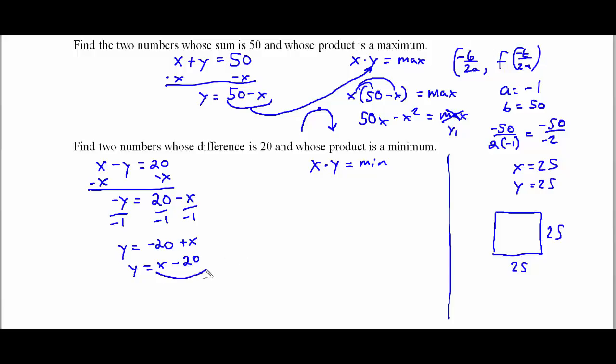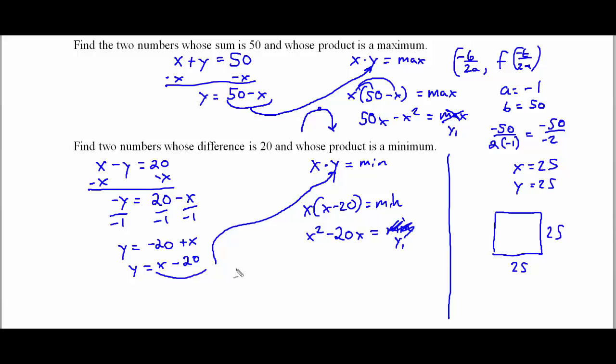Now I know that this is x minus 20, so I am going to plug that in for y. So now I have x times x minus 20. And I'm going to try to find the minimum of that function. So this is x squared minus 20x is equal to some minimum. And again, instead of doing that, I can plug this into y1 of the calculator.